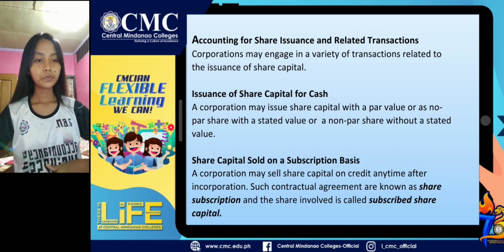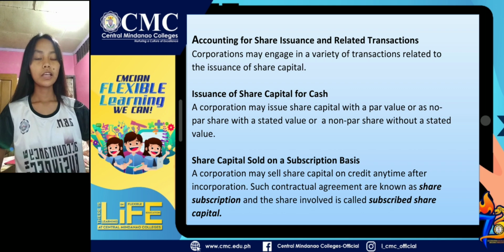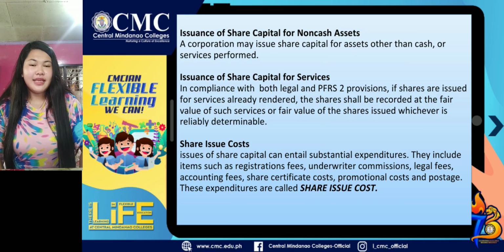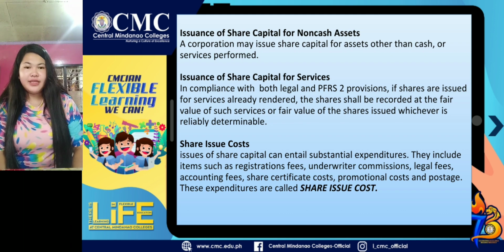Pero merong agreement between the two which is known as a share subscription. So sa share subscription, bali dito merong promissory note or agreement na babayaran ng shareholders yung utang niya na shares sa corporation. Issuance of share capital for non-cash assets. A corporation may issue share capital for assets other than cash or services performed.